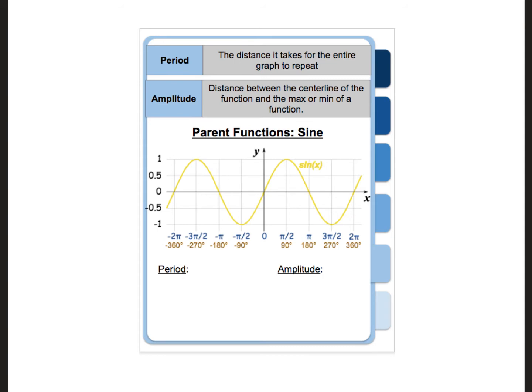In this section, we're going to talk about trig functions and what their graphs look like. We sort of have two key words. The first one is period. It's the distance it takes for the entire graph to repeat. The second is amplitude, so it's the distance between the center line of the function and the max or min of a function. We're going to talk about what that looks like in terms of sine.